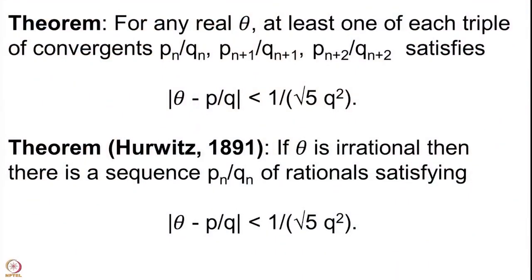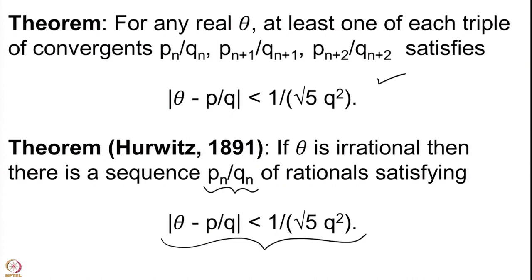So, we are going to skip this proof for the moment, but this proves one result which was proved by Hurwitz way back in 1891. So, let me just quote this result for you. It says that if your theta is an irrational number, then there is a sequence of rationals satisfying this very strong inequality. This was proved earlier by Hurwitz, and what we have discussed so far, if you prove this result, it will give us another proof of Hurwitz's result.